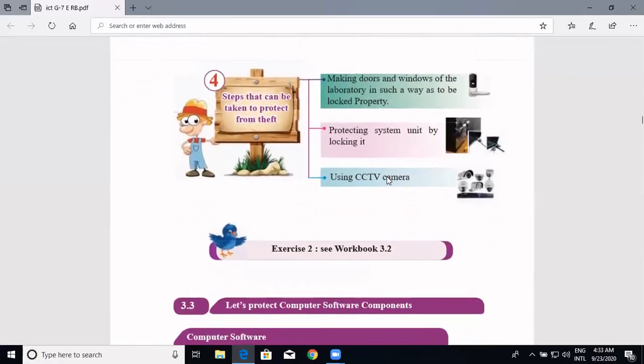Fourth thing, it's about theft. People coming and stealing your stuff, maybe at your home, maybe in your lab, right? So mainly one thing is you can have doors and you can lock them. The windows and doors you can lock in such a way so people cannot come and steal your stuff. Second thing is, sometimes you may have seen even the system unit, they lock it, because then people cannot open it and remove things from there.